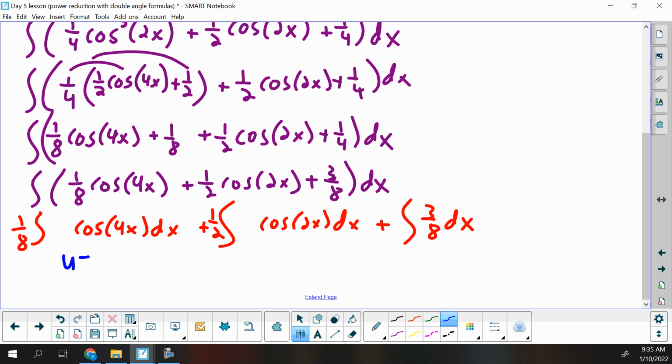So in this one, we're going to let u equal 4x. So du will be 4 dx. So we'll do a correction by a fourth. So we'll have a fourth du equals dx.